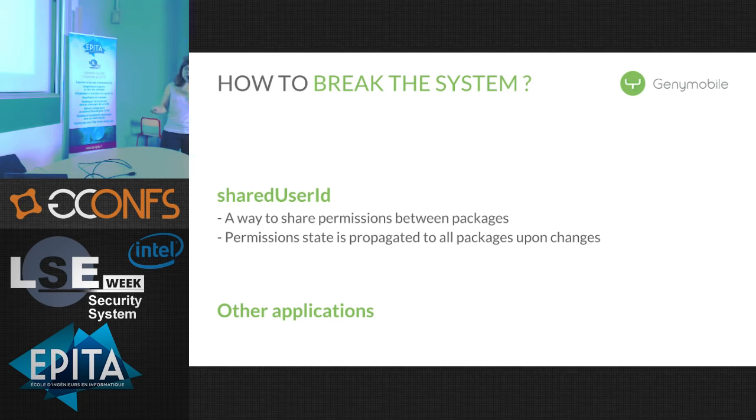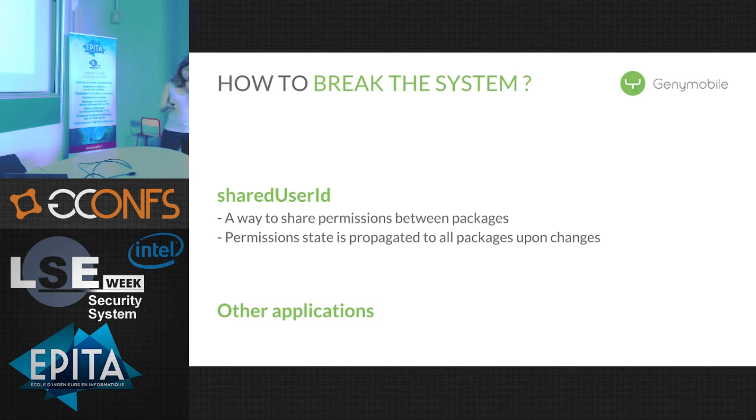If your device is not rooted, you have a normal device like any normal user, how can you get this permission? One way to get this permission and be sure that your user won't see it in the Google Play Store is to use the shared user ID. If you use a shared user ID, this means I will take the same UID as another application installed on the system. If this application B has the internet permission, that means your application A will have it, because it's propagated. You can share permissions between packages.